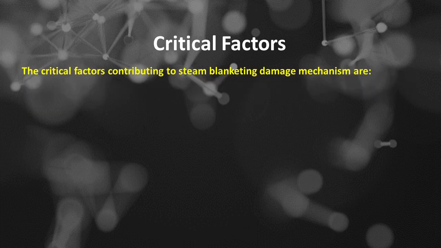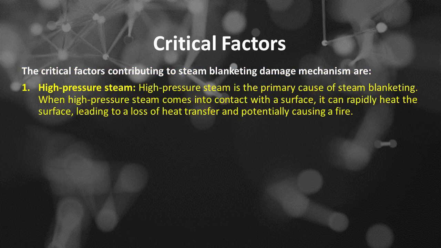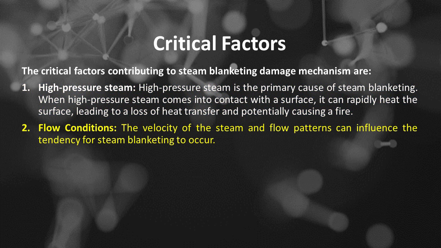The critical factors contributing to steam blanketing damage mechanism are: Number 1 is high-pressure steam. High-pressure steam is the primary cause of steam blanketing. When high-pressure steam comes into contact with a surface, it can rapidly heat the surface, leading to a loss of heat transfer and potentially causing a fire. Number 2 is flow conditions. The velocity of the steam and flow patterns can influence the tendency for steam blanketing to occur.